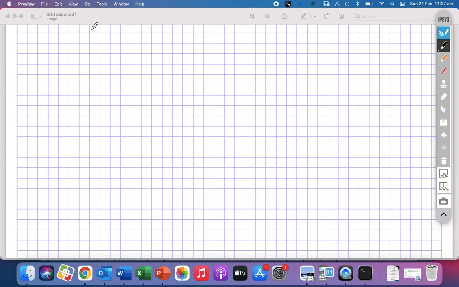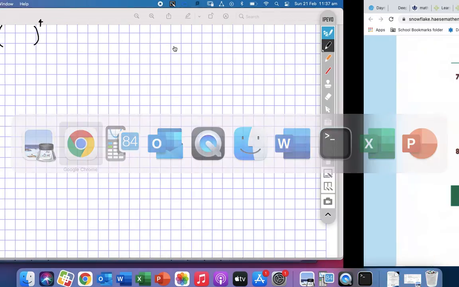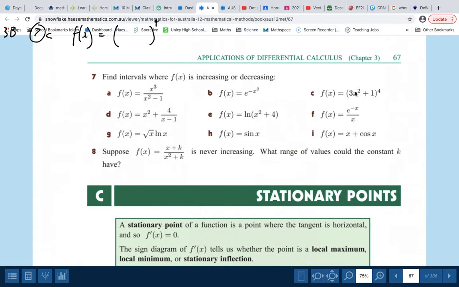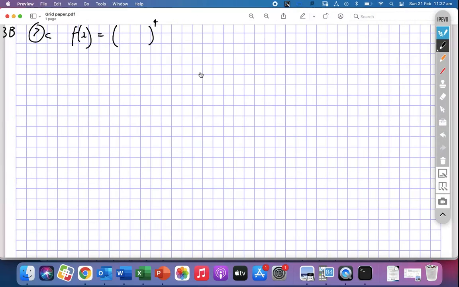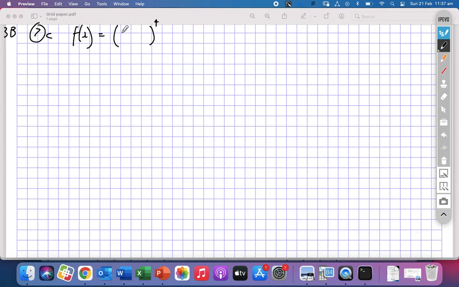7C. So it's exercise 3b, question 7c. The function was, yeah, that's right, 3x squared plus 1, to the power of 4. There was no way I was going to remember that.